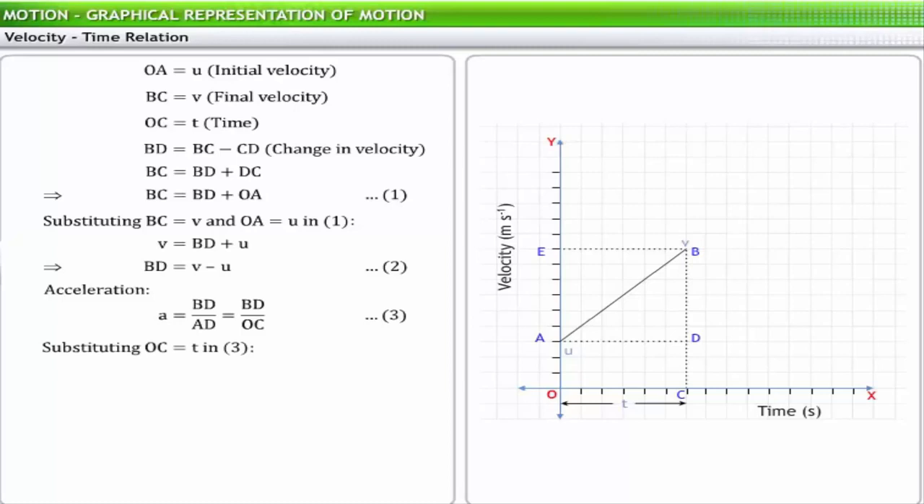Substituting OC is equal to T in equation 3, we get A is equal to BD divided by T, or BD is equal to AT as equation 4. Equating equations 2 and 4, we get AT is equal to V minus U. Therefore, V is equal to U plus AT.